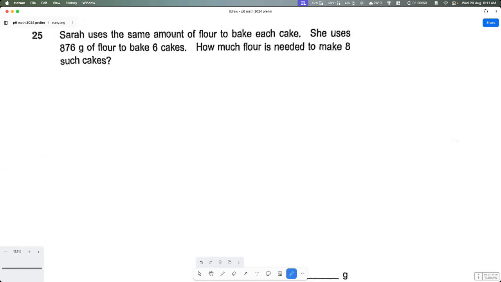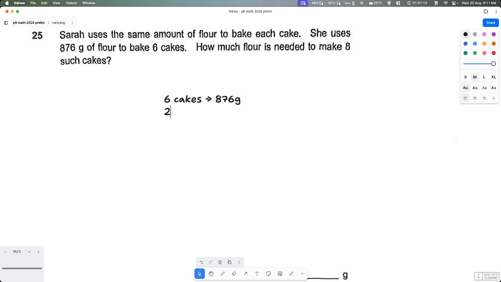25. Sarah uses the same amount of flour to bake each cake. She uses 876 grams of flour to bake 6 cakes. How much flour is needed to make 8 such cakes? So 6 cakes is 876 grams of flour. I just need 2 more cakes to get 8. Okay, 2 cakes is equal to 876 divided by 3.